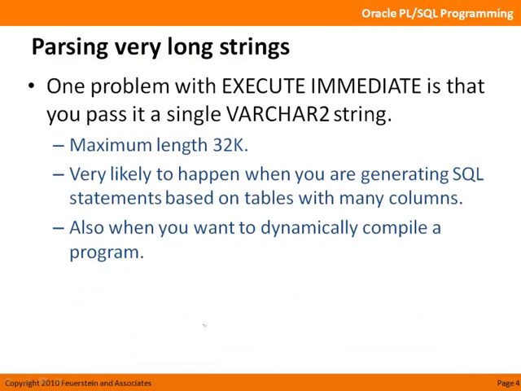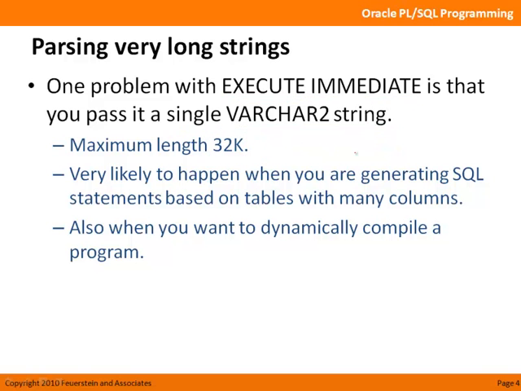Now, as you're familiar from taking the other lessons, execute immediate is the dominant mechanism for executing dynamic SQL statements. So I pass it an update statement, query, etc. You execute it, and you're done. The problem, though, is that at least prior to 11G, you pass to execute immediate a single varchar2 string, which has a limit of 32K, 32,767 characters. Now, it's unlikely that you're going to run out of room. That's a lot of characters for a SQL statement.